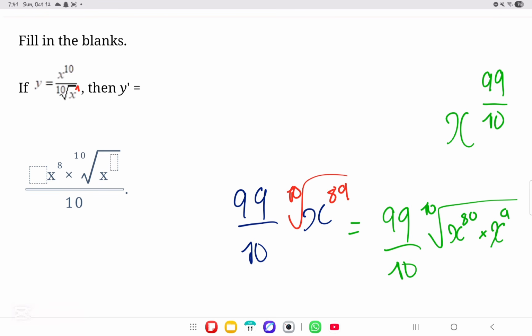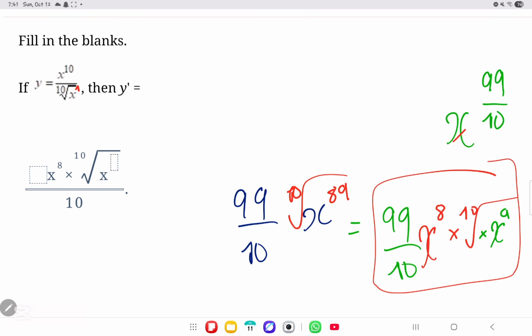So, in this scenario, you will do 80 divided by 10. What's 80 divided by 10? That's going to be 8. So you will take it outside. It will be x to the power of 8 times the 10th root of x to the power of 9. So this is the final answer.